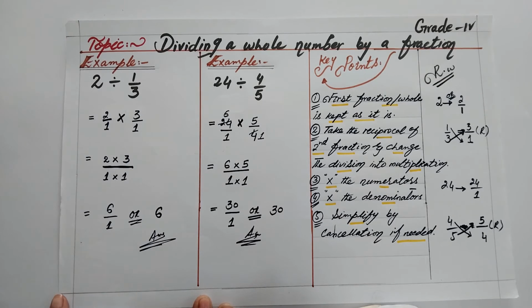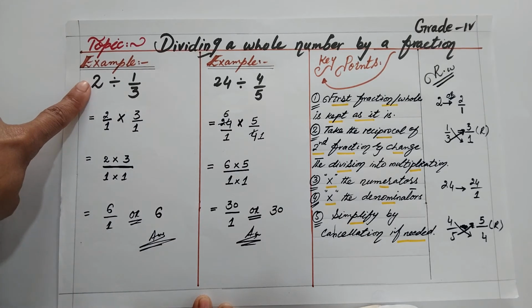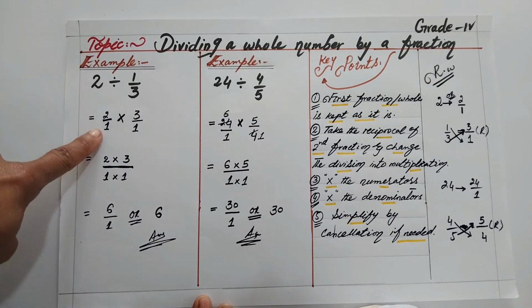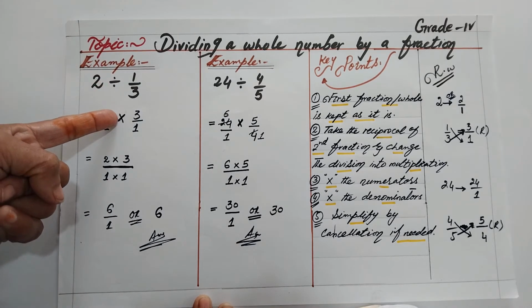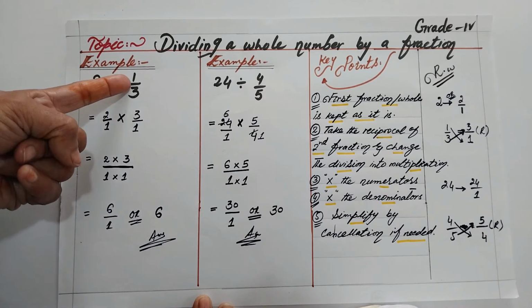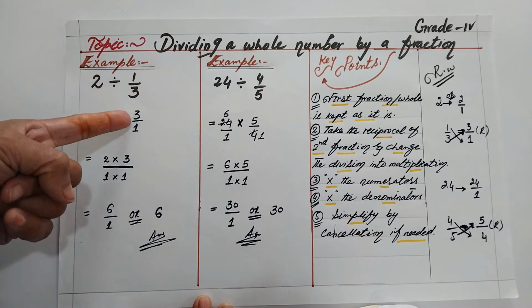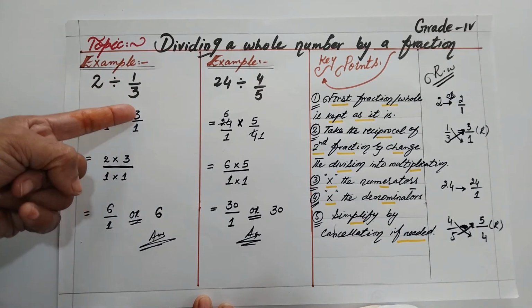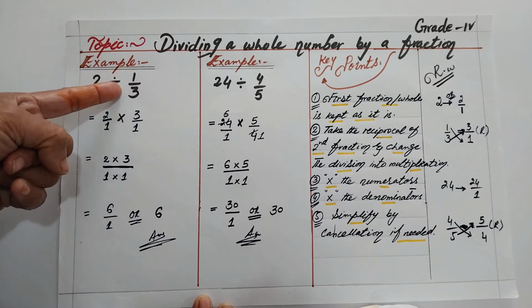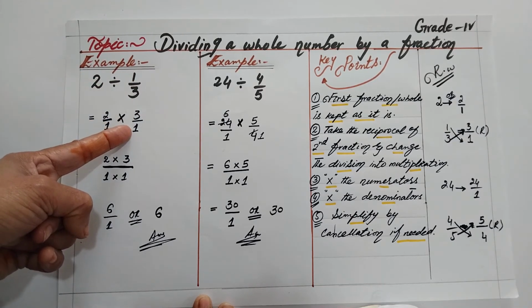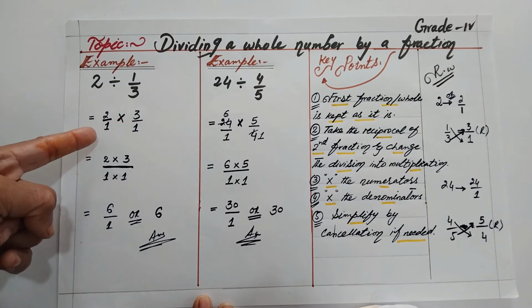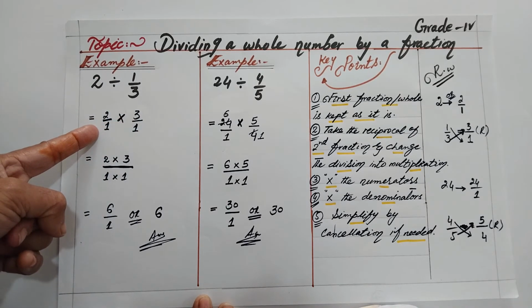Just write the first number, fraction or whole number, as it is, and then convert the division sign into the multiplication sign and take the reciprocal of the second fraction. Reciprocal means the denominator will be written as the numerator and the numerator will be written as the denominator, and after that you will simplify the fractions if there is any possibility of cancellation.